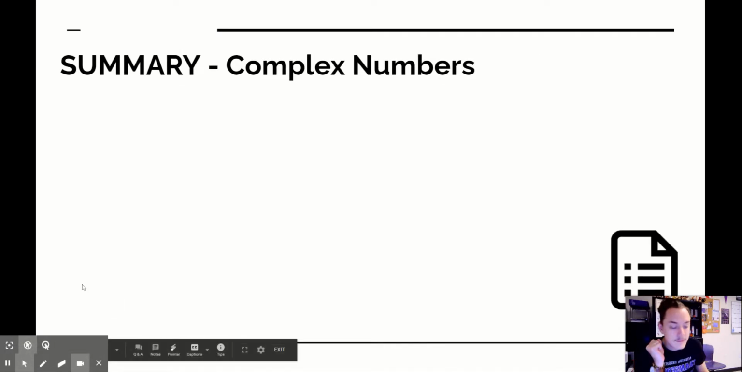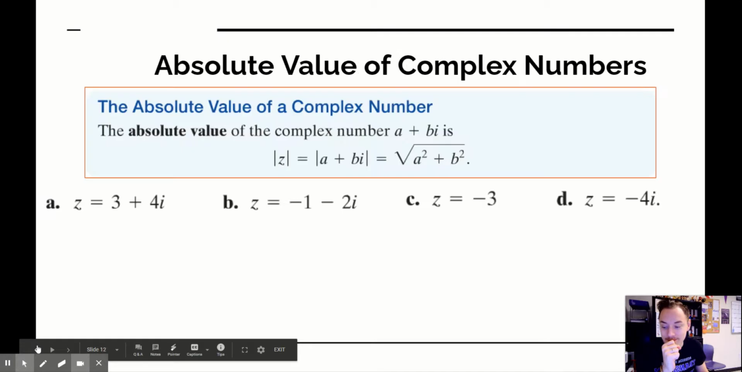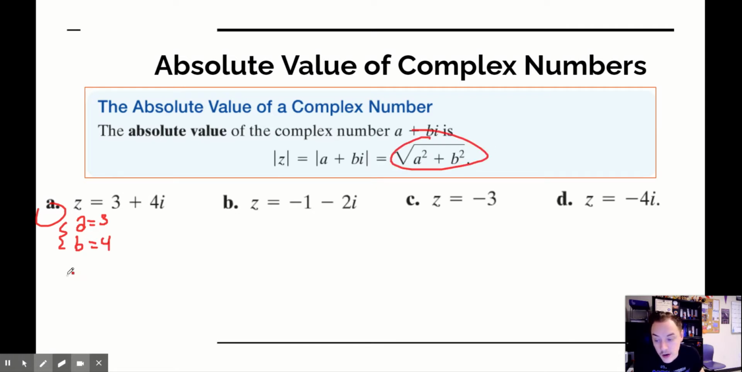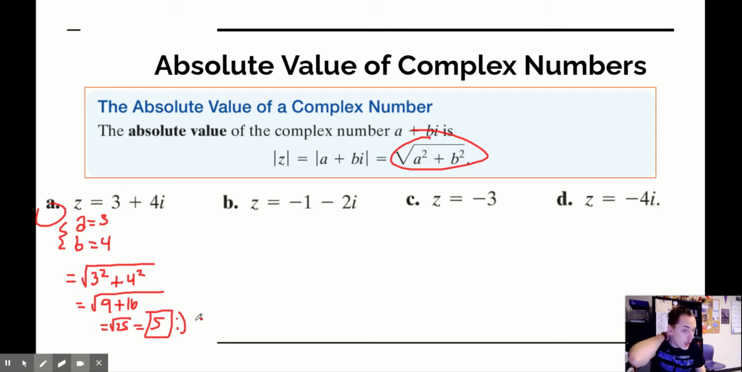Okay, let's go through it. So what's my A value? Well, my A value here is my real value, which is 3, and my B value right here is 4. So I'm going to follow this formula here. This equals radical a squared, so 3 squared, plus 4 squared. This is going to be 9 plus 16, which is radical 25, which is 5. So that is my final answer. That is what I call the absolute value of this complex number: 5.